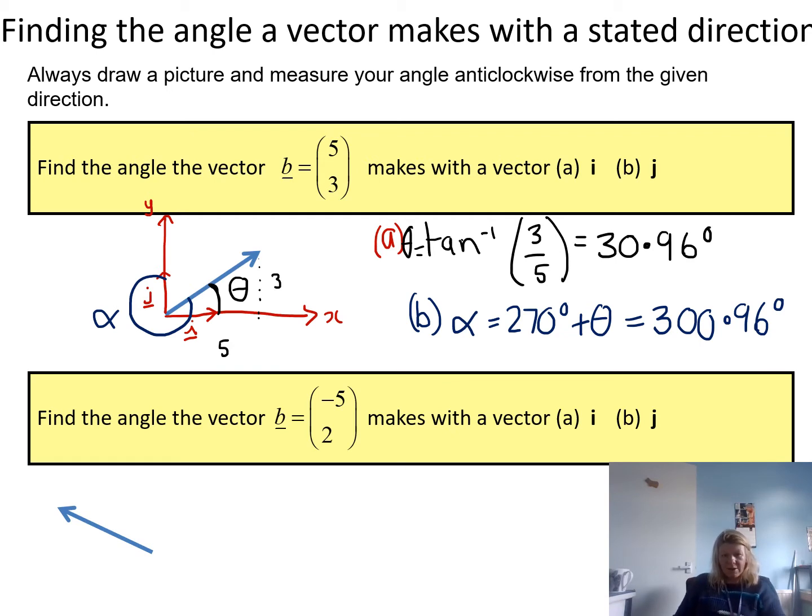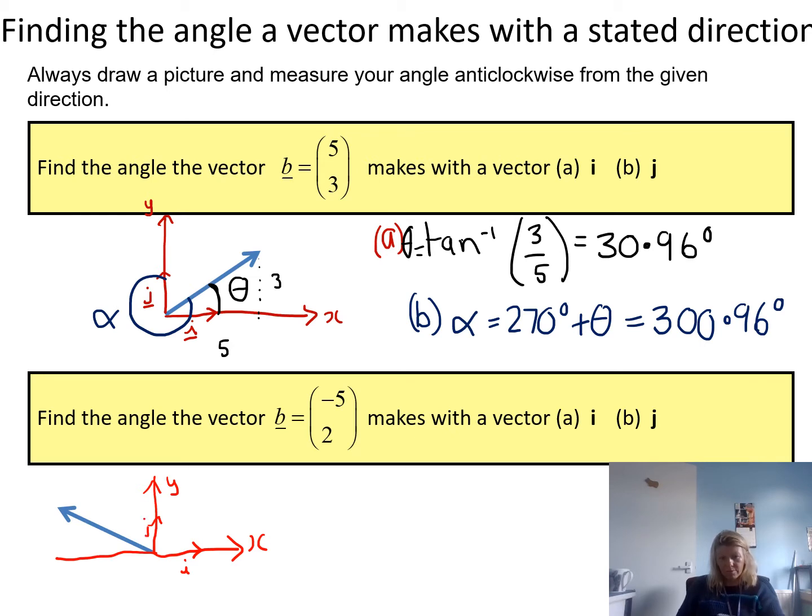Right, this is a vector. Same thing for i and j, but this is the vector. It's going backwards 5 and up 2. So our i and j are still here. If you remember these, let's put these on in red. Here's your y-axis and your x-axis going along here. So the i is there and the j is there.